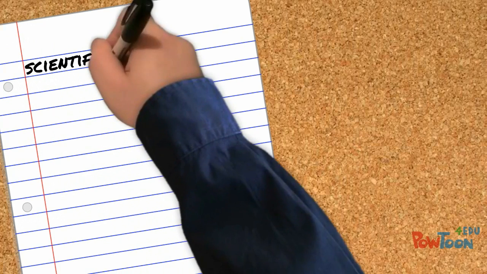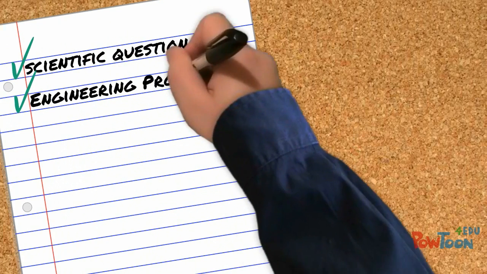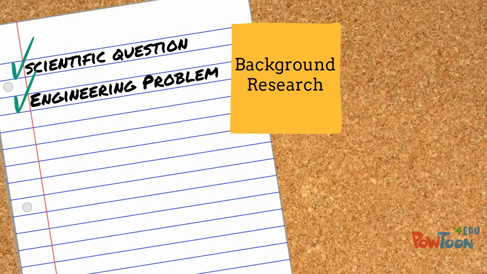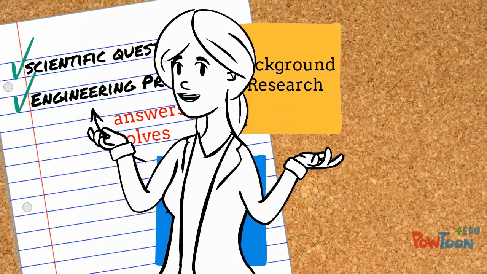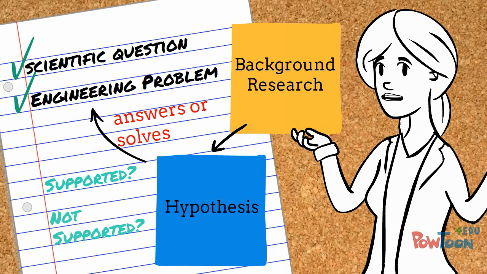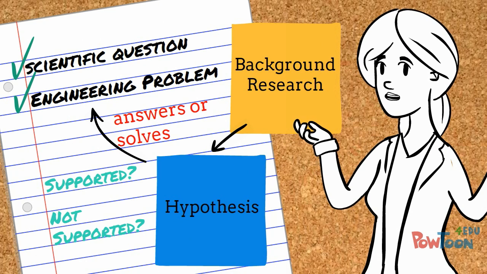At this point, you should have a well-defined scientific question or engineering problem. The research you've conducted will lead you to a hypothesis, which is a possible answer to your question or solution to your problem. You will now need to develop a procedure to see if your hypothesis is supported or not supported by data.